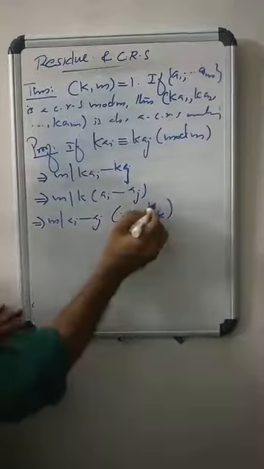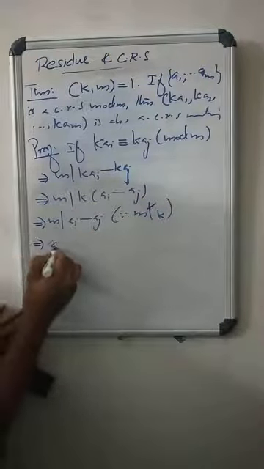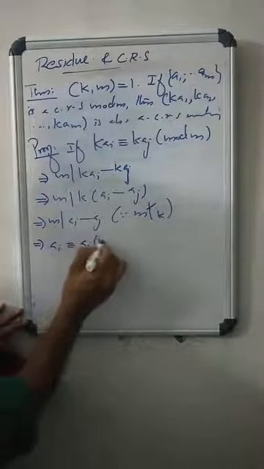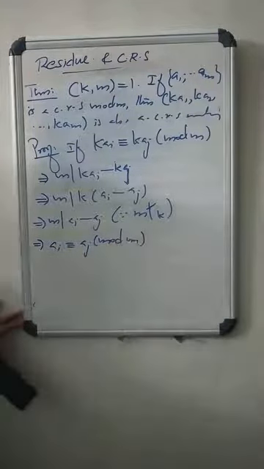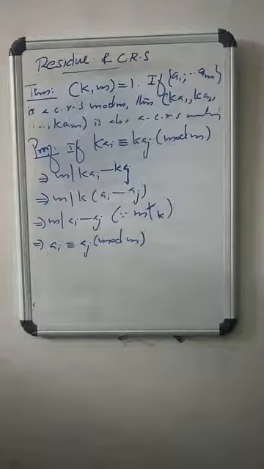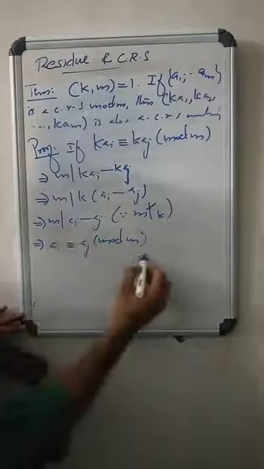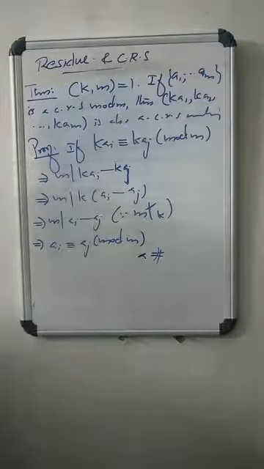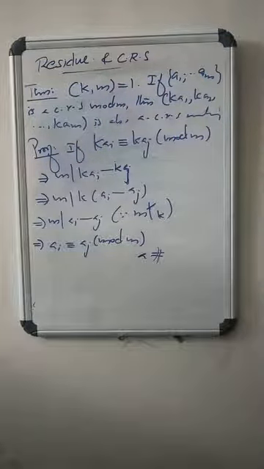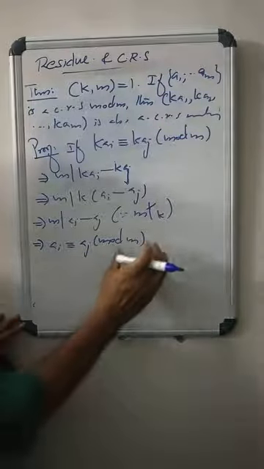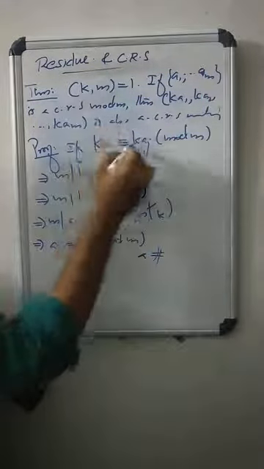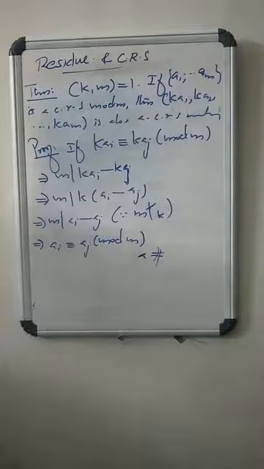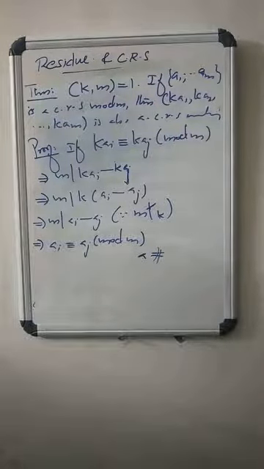So m divides ai minus aj means ai is congruent to aj mod m. That is impossible. Why? That's a contradiction, because a1, a2, etc. am is a complete residue system mod m. So ai is not congruent to aj mod m. Thus kai is not congruent to kaj mod m. Therefore these products ka1, ka2, etc. kam also form a complete residue system mod m.